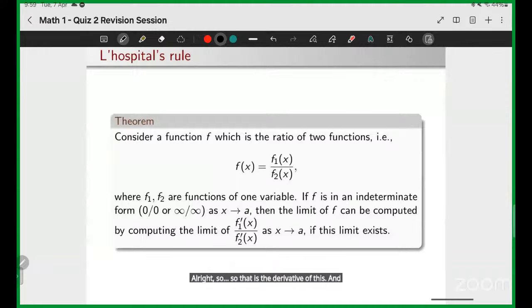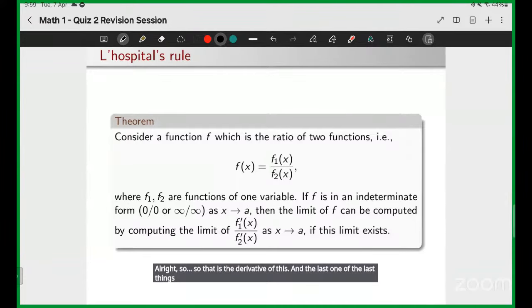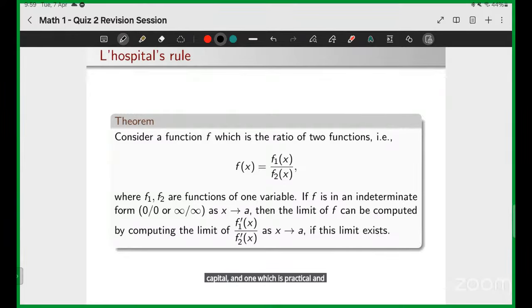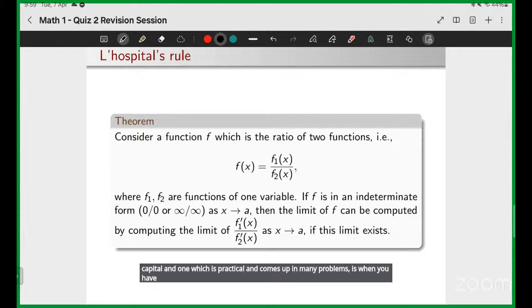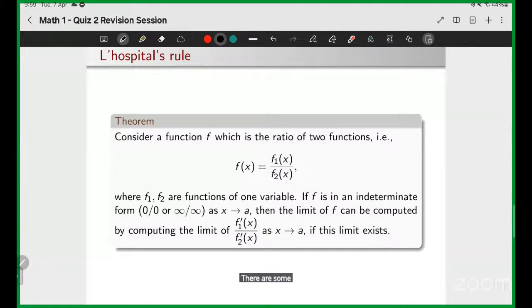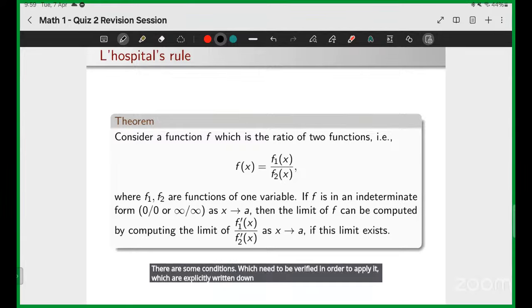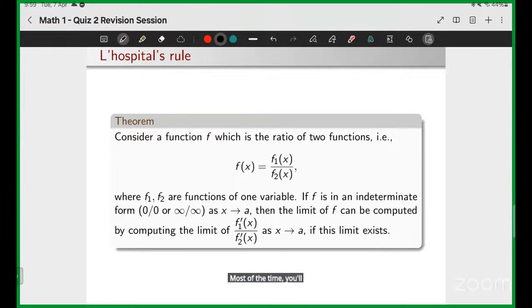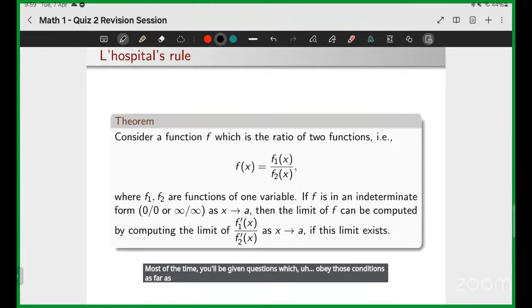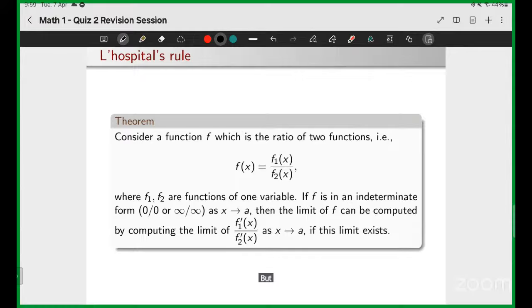And one of the last things in the computation of L'Hopital, and one which is practical and comes up in many problems, is when you have functions of the form f by g. Here I've written f1 by f2. There are some conditions which need to be verified in order to apply it, which are explicitly written down in the prof's videos. Please go through those conditions. Most of the time, you will be given questions which obey those conditions as far as the exam is concerned.